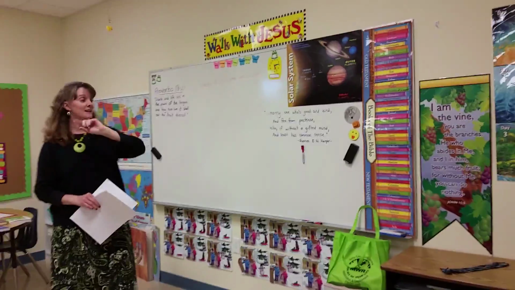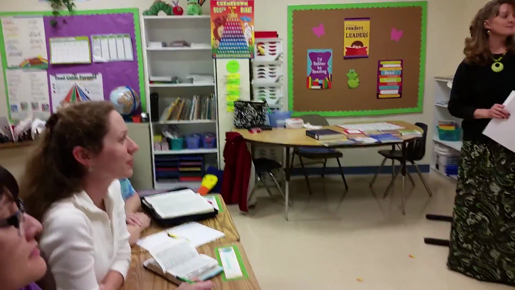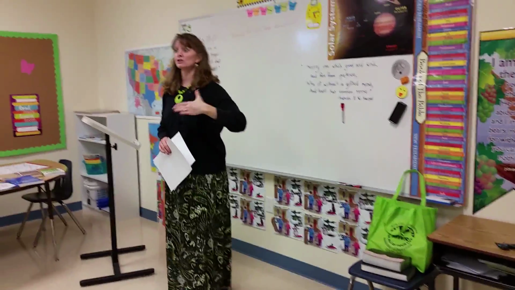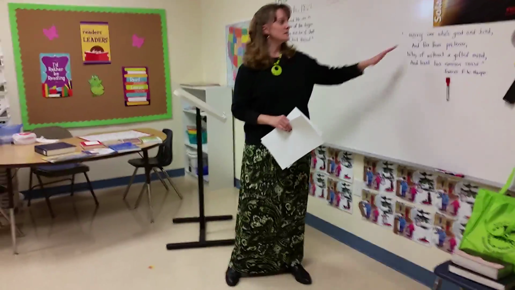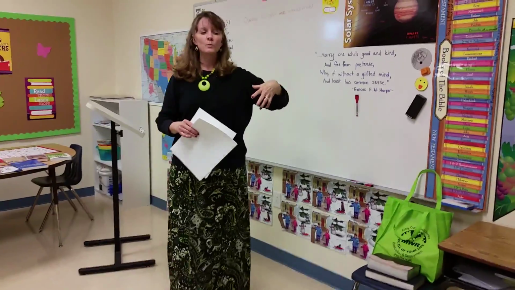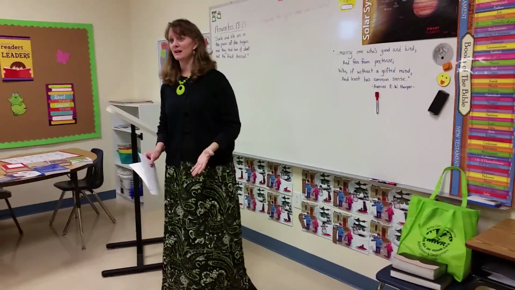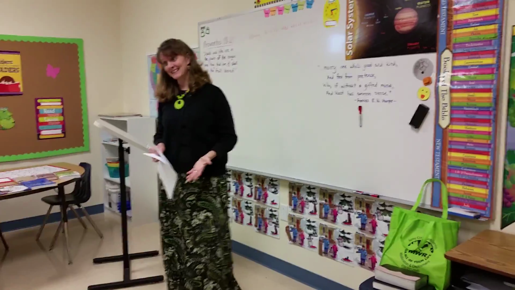Anyone? Hannah? Okay. Marry one who's good and kind and free from pretense, who, if without a gifted mind, at least has common sense. Yes. By Frances E.W. Harper. That's some pretty good words to think about, right? Marry one who's good and kind. A lot of people marry just for outward appearance, right? Oh, they're so handsome or they're so beautiful. But you want to marry someone who's good and kind and free from pretense, like what you expect from them. Who, if without a gifted mind, maybe they don't have all the talents in the world. Maybe they won't be president someday. But at least has common sense.